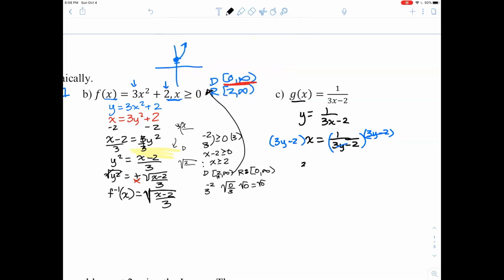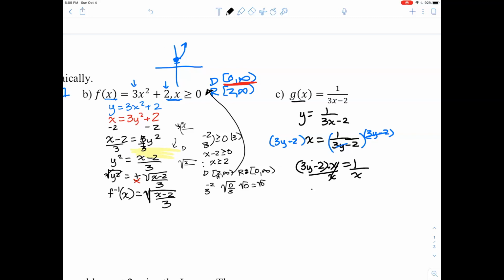And so here's what we have: 3y minus 2 times x equals 1. I'm not going to distribute this x. That would be a really bad idea, because what I'm trying to do is isolate y, and the x is already pretty isolated from it. So I'm just going to move it to the other side by dividing instead of multiplying it. Use that inverse function.